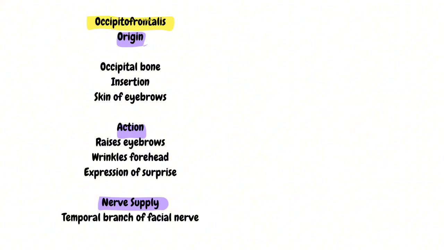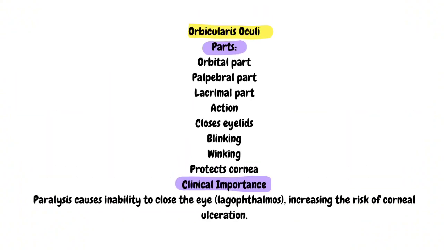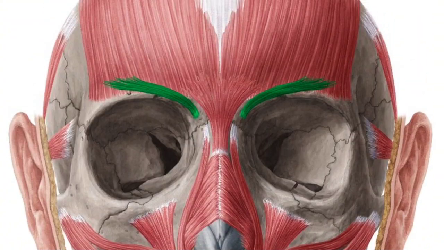The second most important muscle is your orbicularis oculi. See, this one is your orbicularis oculi muscle, this round and big one. We see here it has three parts: orbital part, palpebral part, and lacrimal part, and its action is to close the eyelids, blinking, winking, and protecting the cornea. Clinically important is the paralysis, which will cause inability to close the eye and in other terms will cause corneal ulceration. Yes, in fact, if your eye is not closing, then your cornea will be damaged by the external environment.